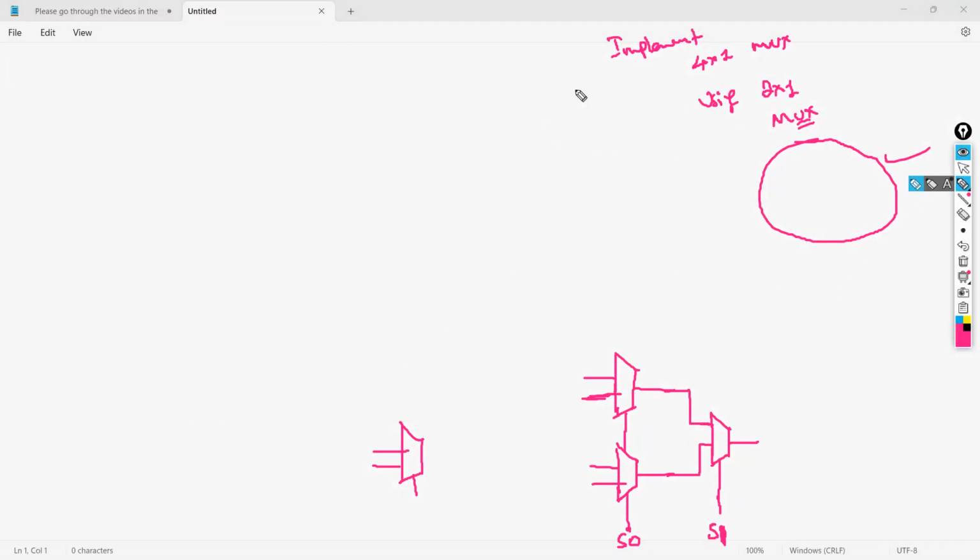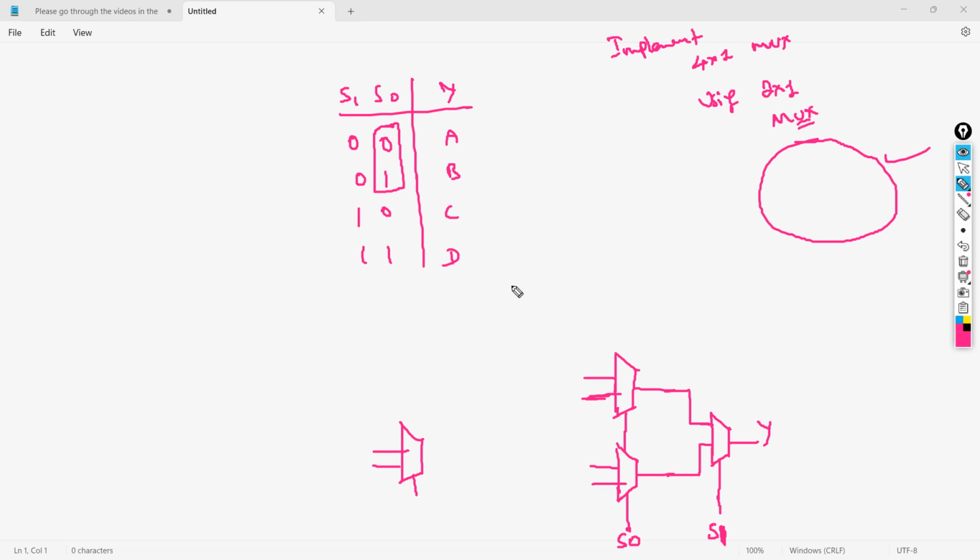Now, what was the diagram that we have? It was S1, S0 and then Y, when 0 0, 0 1, 1 0, 1 1. Now say this is going to be A, B, C and D. On a simple note, say these two are S0s. So that means when you say S0, it is going to be A, and then B here, and then C here, and then D here.